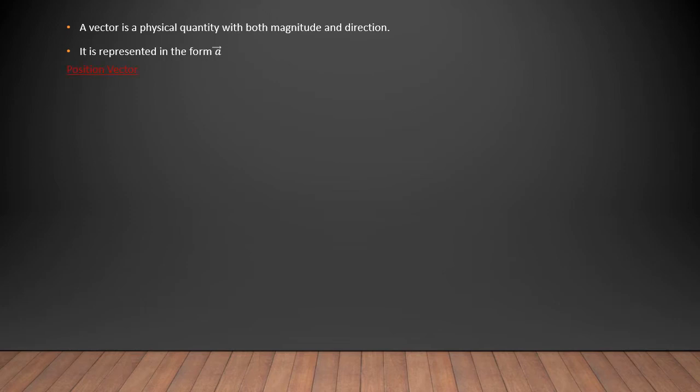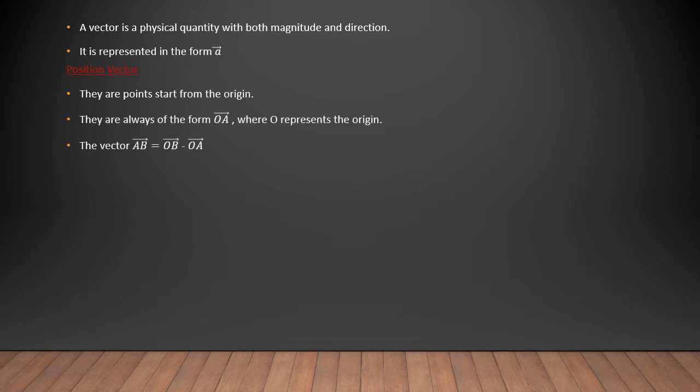The position vector is simply the point from which the vector originates, and it's denoted with OA, where O means the origin. So if you're asked to find the vector AB, always say OB minus OA. This is how you're going to do it. Same as you can find for AC, which is simply going to be OC minus OA, and that's how it goes.